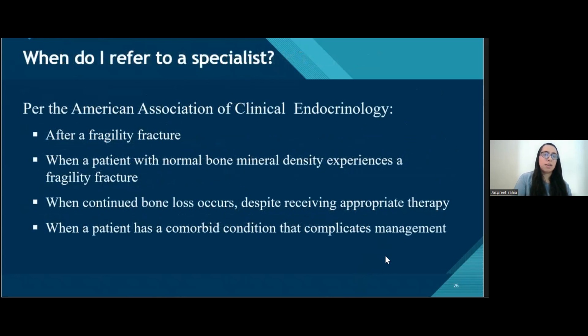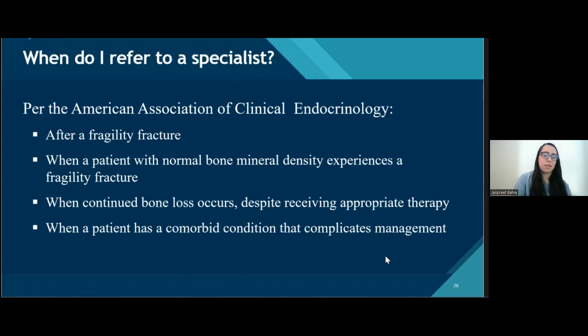So now that you're all experts in osteoporosis, you're probably wondering when you should refer to a specialist. Per the American Association of Clinical Endocrinology, you should refer to a specialist after a fragility fracture. You should also refer when a patient with a normal bone mineral density experiences a fragility fracture, or when continued bone loss occurs despite receiving appropriate therapy.